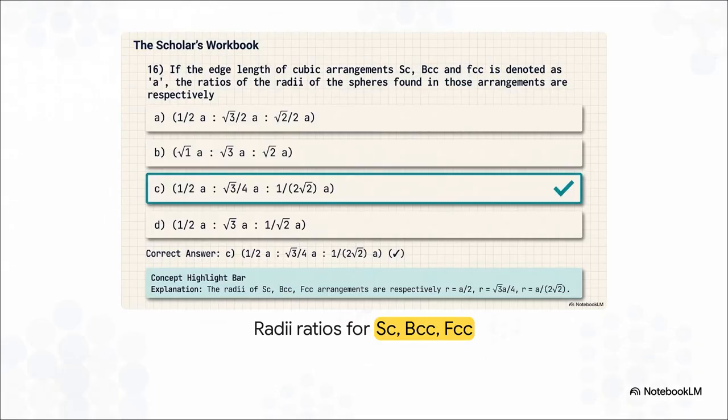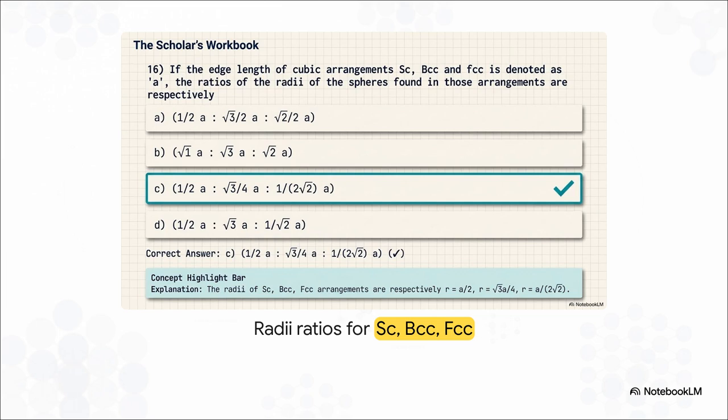Question 16. If the edge length of cubic arrangements SCC, BCC, and FCC is denoted as A, the ratios of the radii of the spheres found in those arrangements are respectively: A, 1 by 2A, root 3 by 2A, root 2 by 2A. B, 1A, root 3A, root 2A. C, 1 by 2A, root 3 by 4A, 1 by 2 root 2A. D, 1 by 2A, root 3A, 1 by root 2A. Correct answer, C, 1 by 2A, root 3 by 4A, 1 by 2 root 2A.